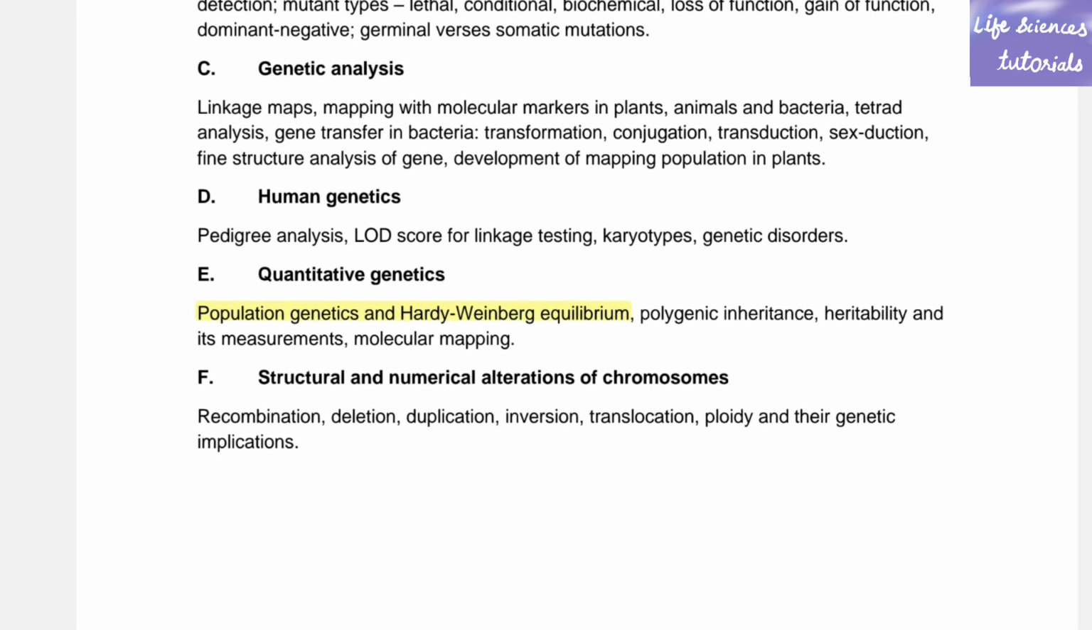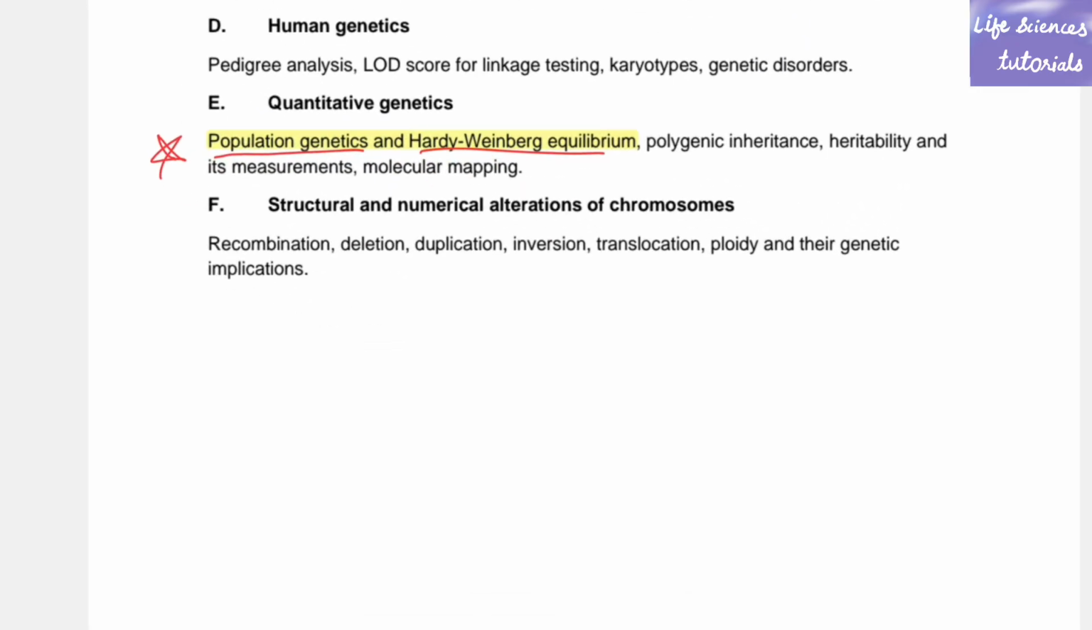So as you can see, again, population genetics, Hardy-Weinberg. Usually we used to study it with evolution, and we can add it in the genetics part itself, which again makes sense. When you're studying about genes, alleles, you can easily correlate the Hardy-Weinberg equilibrium, right? So you can study it together. Otherwise, everything is pretty much the same, right?